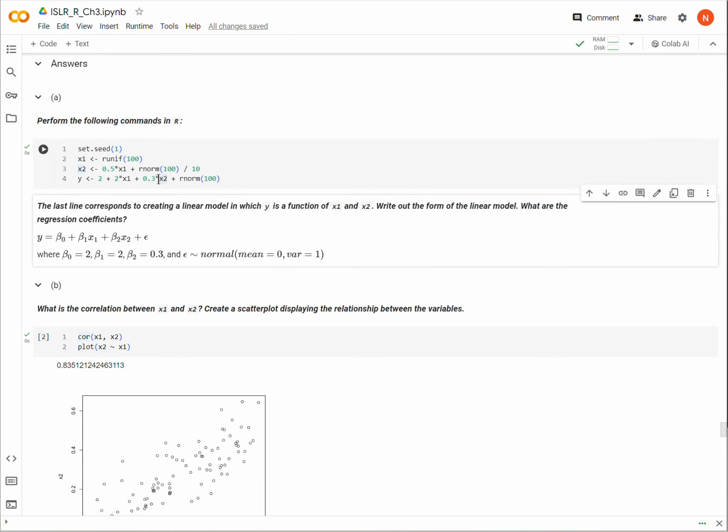Because x2 is on the 1/10 scale here, this coefficient should actually be 3. We should multiply that by 10. Okay, so that should be 3. So I'm going to fix that after I'm done with the video here.